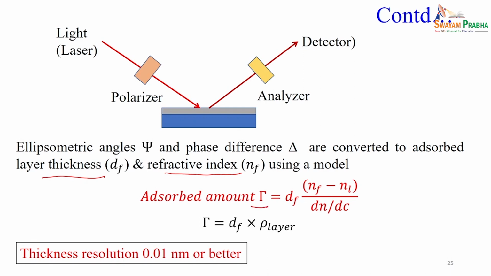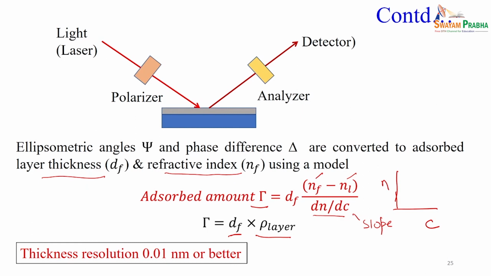And if you know the layer thickness and the refractive index, we calculate the adsorption amount by simply the layer thickness times the refractive index of the film minus the refractive index of the liquid, divided by the ratio of how the refractive index changes with the concentration. So, for this we have to plot C versus N. This is simply the slope value. Or you can also say, if you know the thickness, we can simply multiply with the density of the layer, and we can calculate the adsorbed mass.